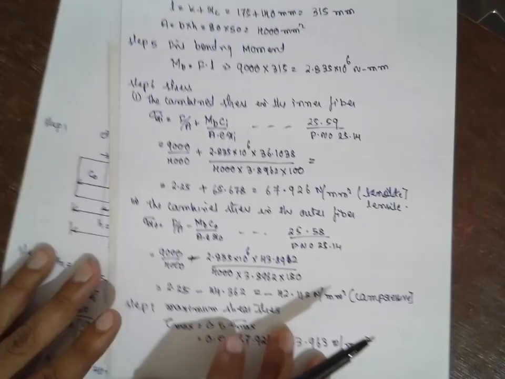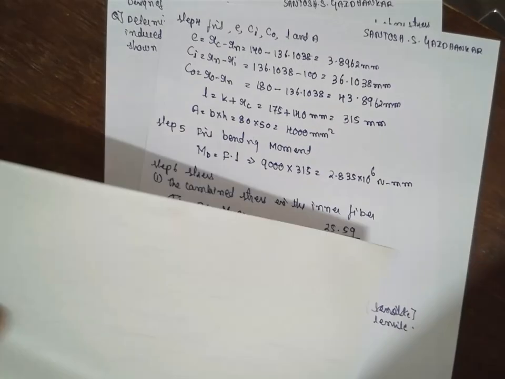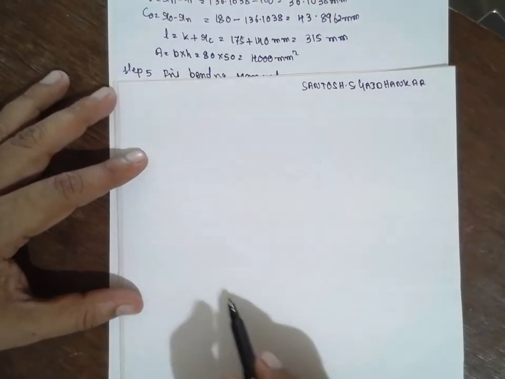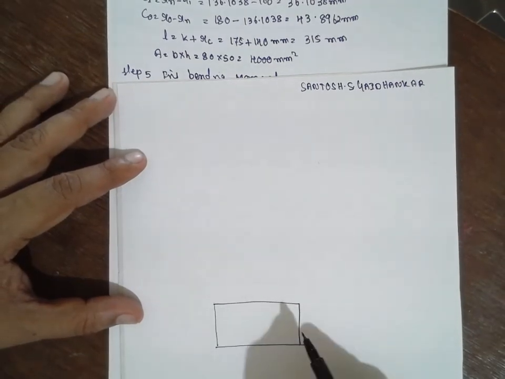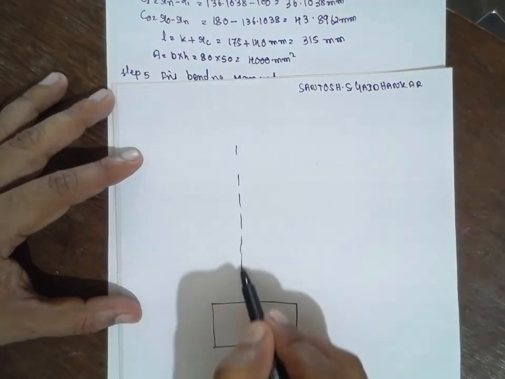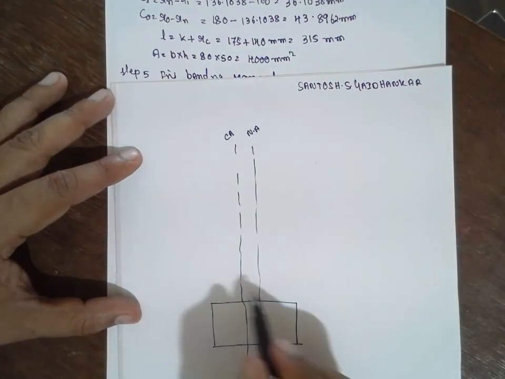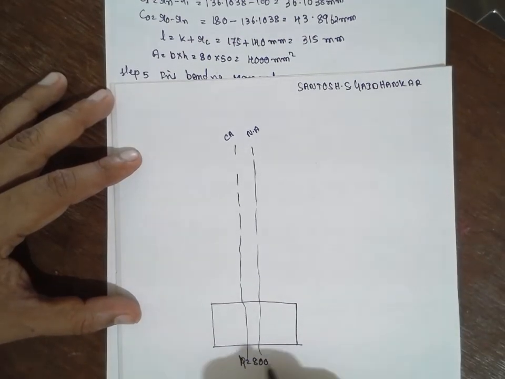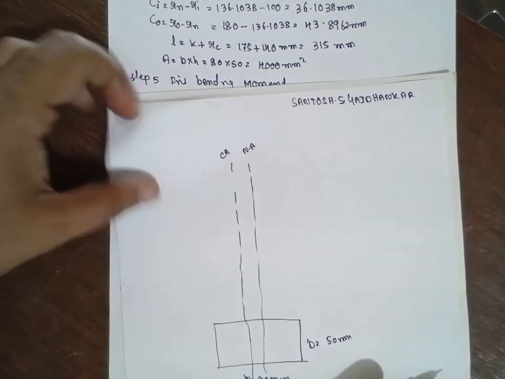In step 8, you have to draw the diagram based upon this data. First, I will draw the profile. First, I will draw the box here. Okay, this is the box. Here, a diagram I will draw. This is the central axis, this is the neutral axis. H is equal to 80 mm and B is equal to 50 mm.